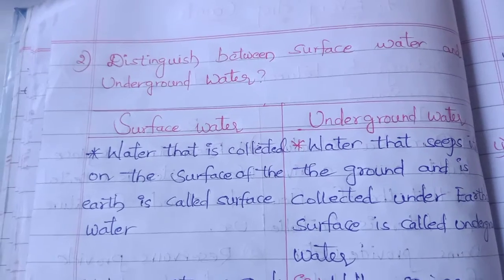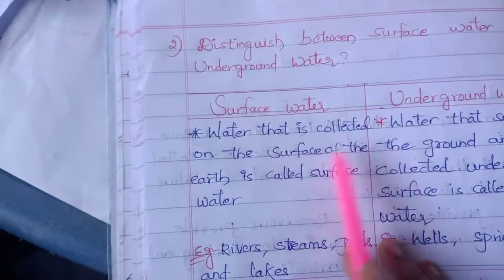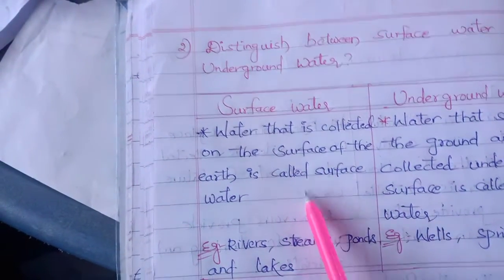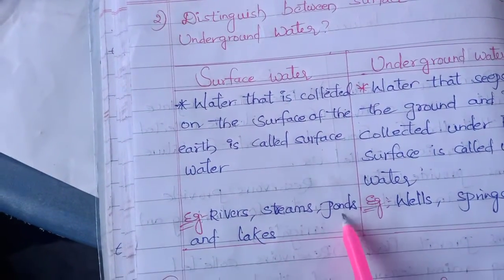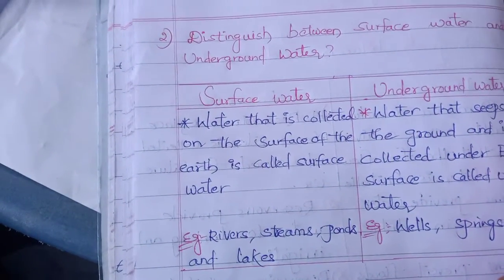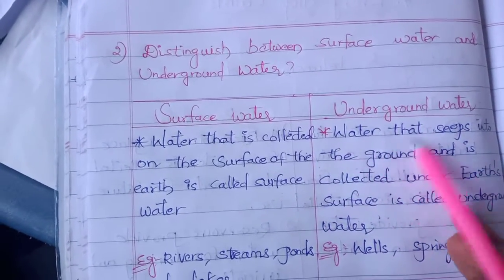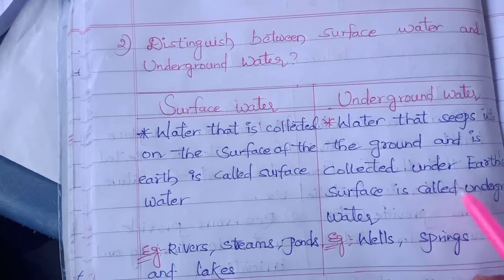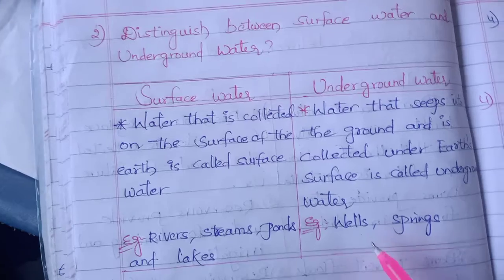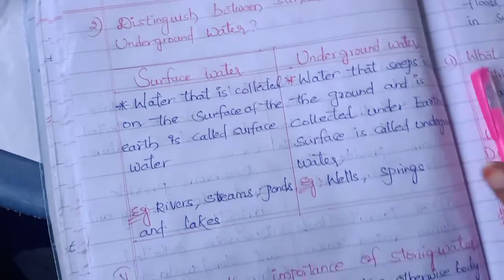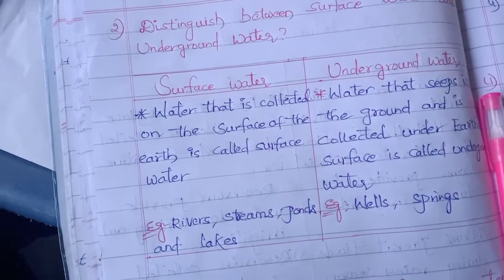Distinguish between surface water and underground water. Water that is collected on the surface of the earth is called surface water. Examples are rivers, streams, ponds and lakes. As we already learned in this topic, water that seeps into the ground and is collected under the earth's surface is called underground water. Examples are wells and springs. So water can be available on the surface as well as underground.